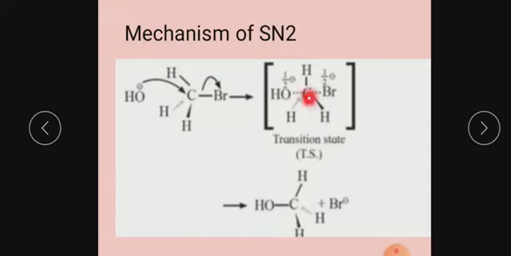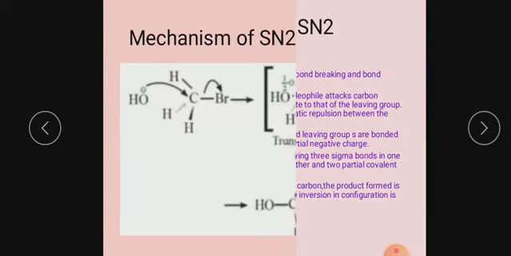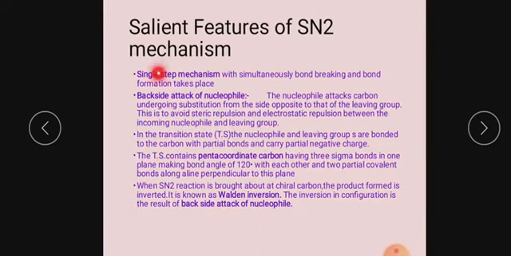Understand it. This is the only one step mechanism, and in this, simultaneously, that is at one time, OH minus forms the bond with carbon and Br minus leaves the carbon, that is, the C-Br bond is broken. This is the first salient feature, that is, single step mechanism with simultaneous bond breaking and bond formation takes place.